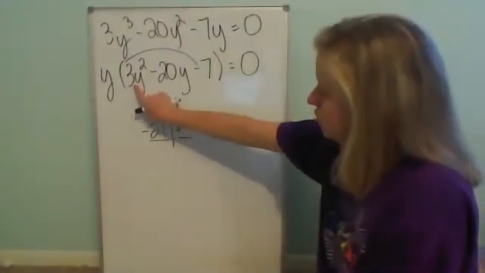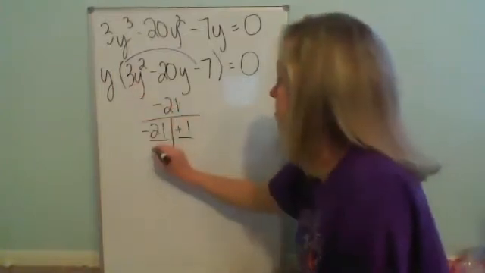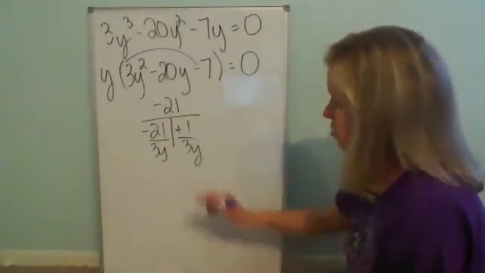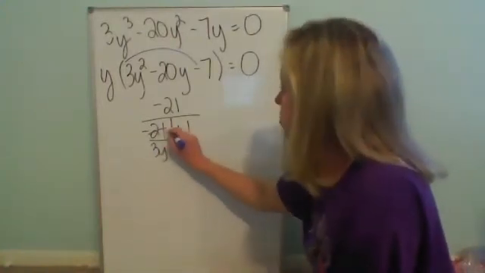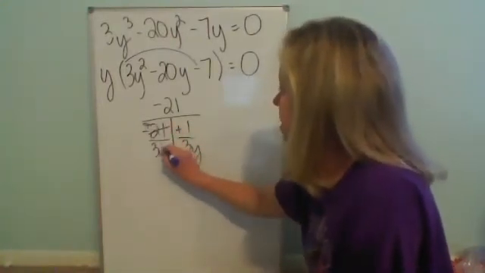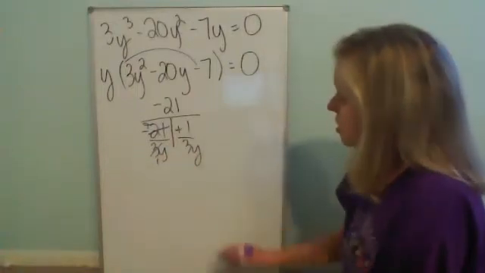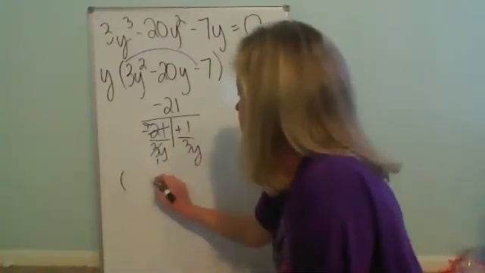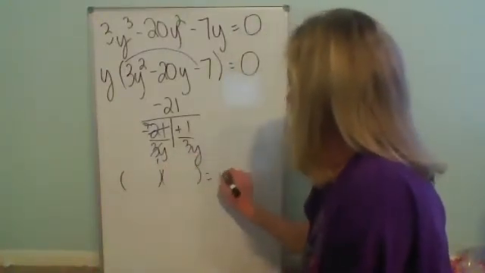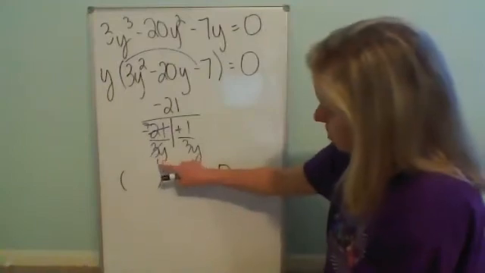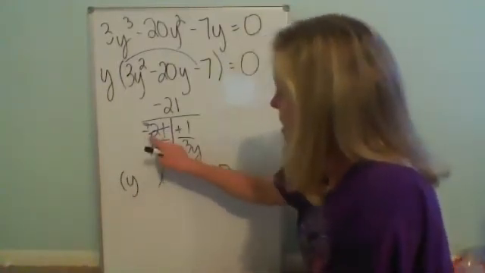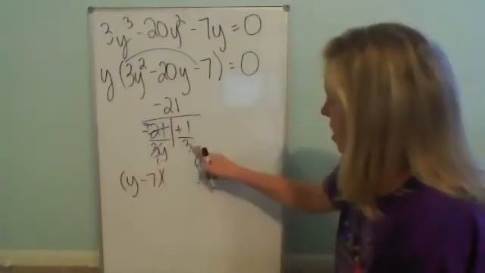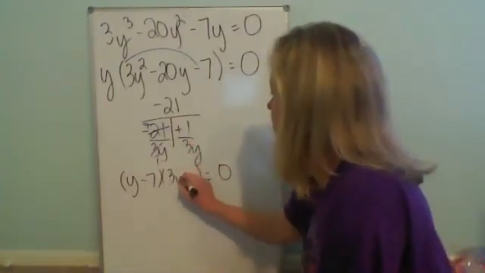What am I putting them over? 3y. Reduce. Let's see. Negative 21 over 3 reduces to negative 7. Positive 1/3 is good. So let's see, what are my factors? Now that I have reduced this one, what's going to be left? In the bottom, a y. Up top, I have that minus 7 now. Here, I've got 3y plus 1.